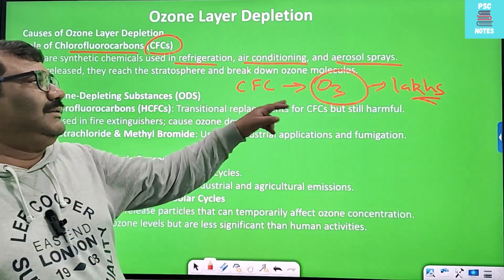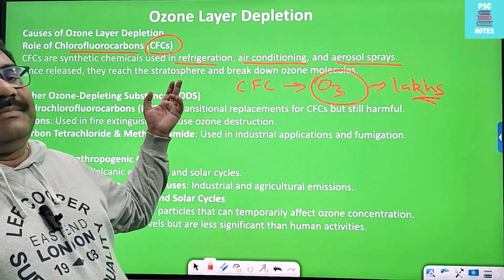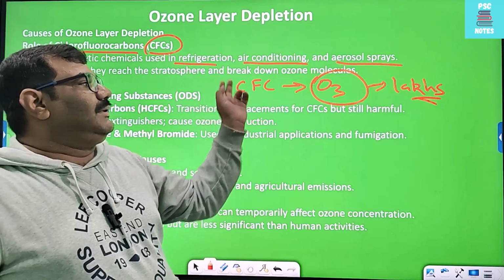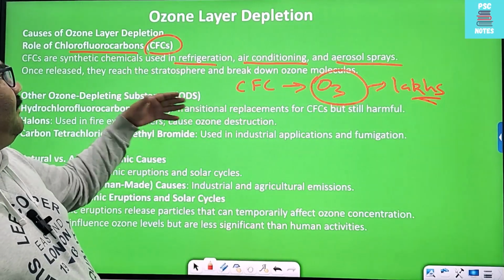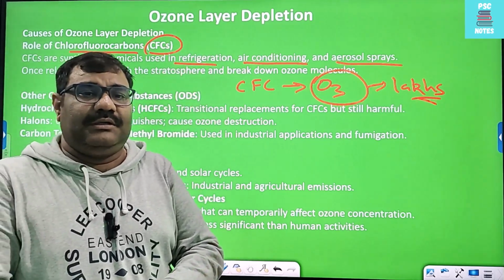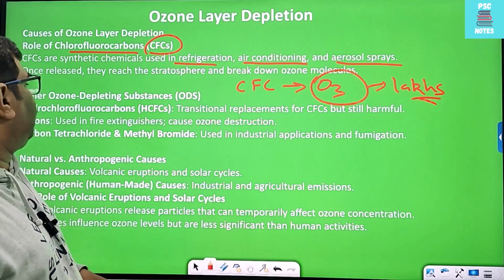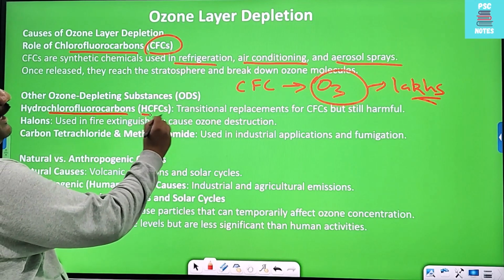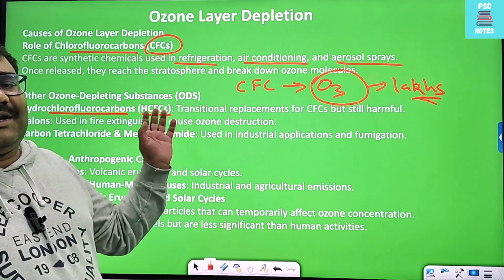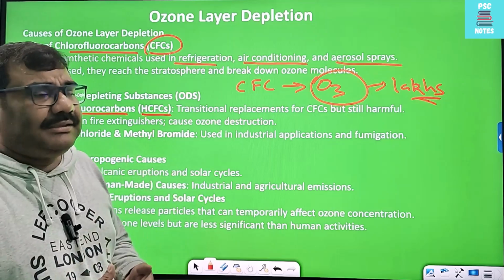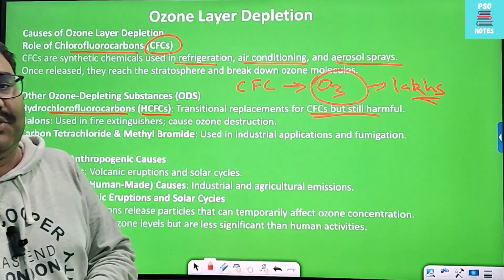Because once it destroys an ozone molecule, it again returns as a free radical, which can attack another ozone molecule. So this is the main reason for ozone layer depletion. Other ozone depleting substances are halofluorocarbons. They are the replacement of chlorofluorocarbons, so they are less harmful, but still they are causing damage to the ozone layer.